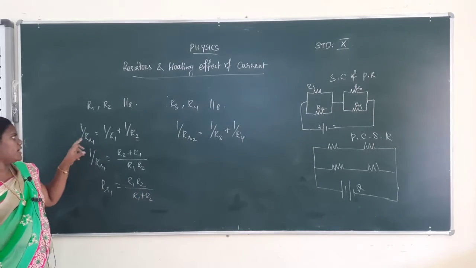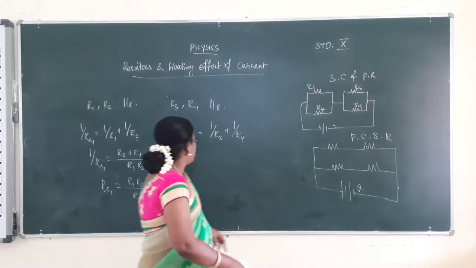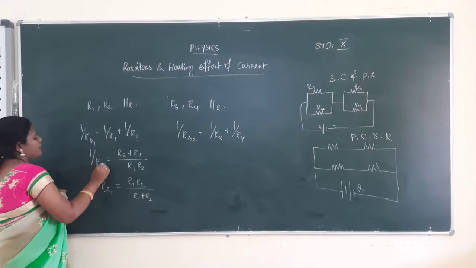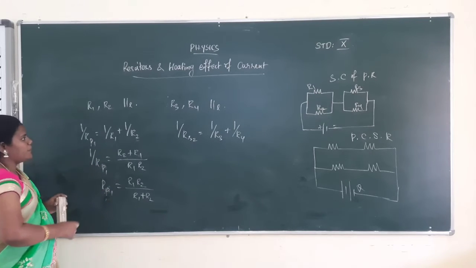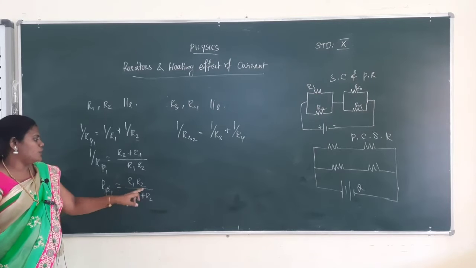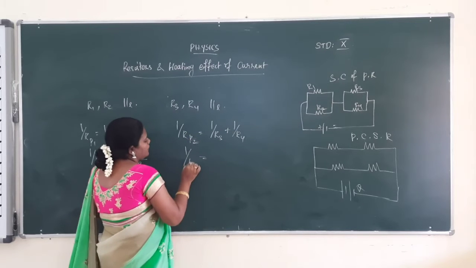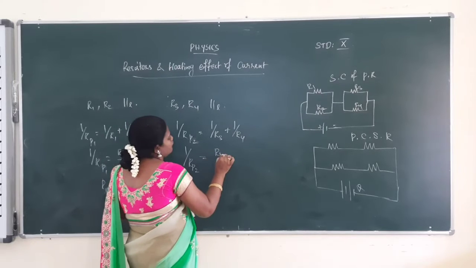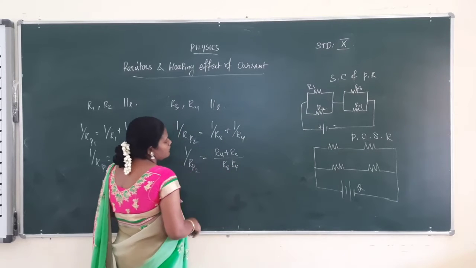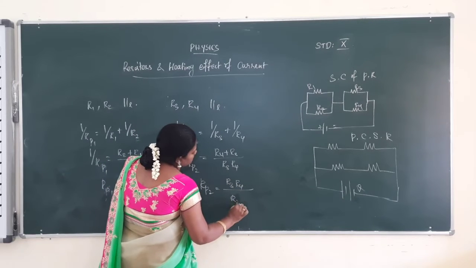If you take two in parallel, 1 by RP1 is equal to 1 by R1 plus 1 by R2. Why have we taken this? These two are in parallel, the parallel combination RP1. So RP1 is equal to R1 R2 by R1 plus R2. Then RP2: 1 by RP2, taking the LCM, is R4 plus R3 by R3 into R4. So RP2 is equal to R3 R4 by R3 plus R4.